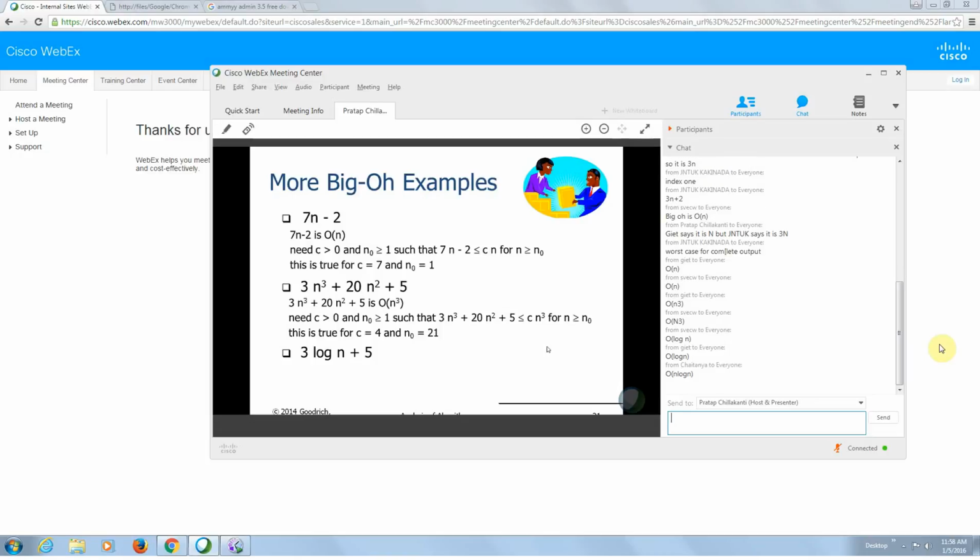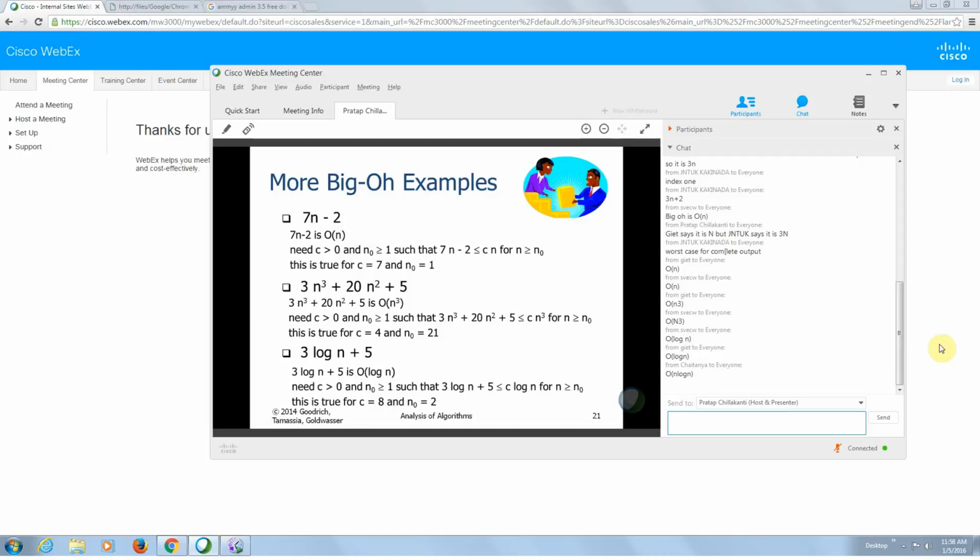Order of n cube. And then again, C, and whenever you do those things, always give some C value and n value. And then third one, Chirala, good job. Excellent. Okay, order of log n. Okay, got it?